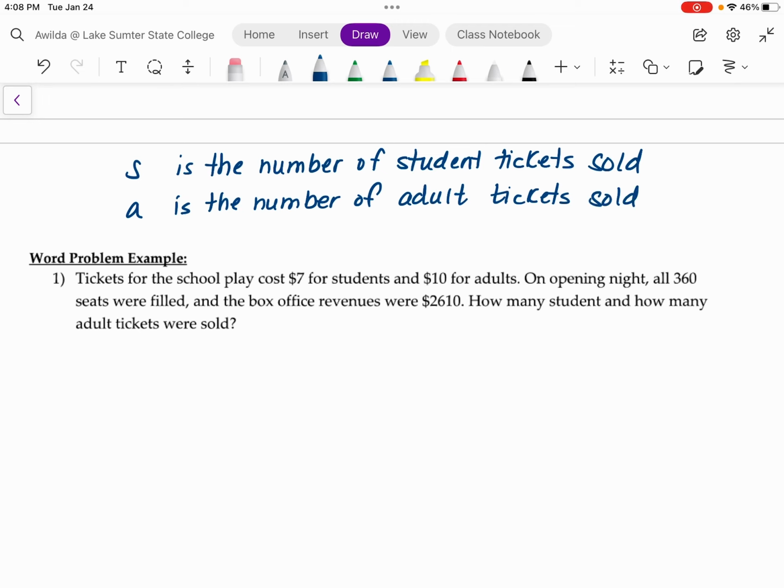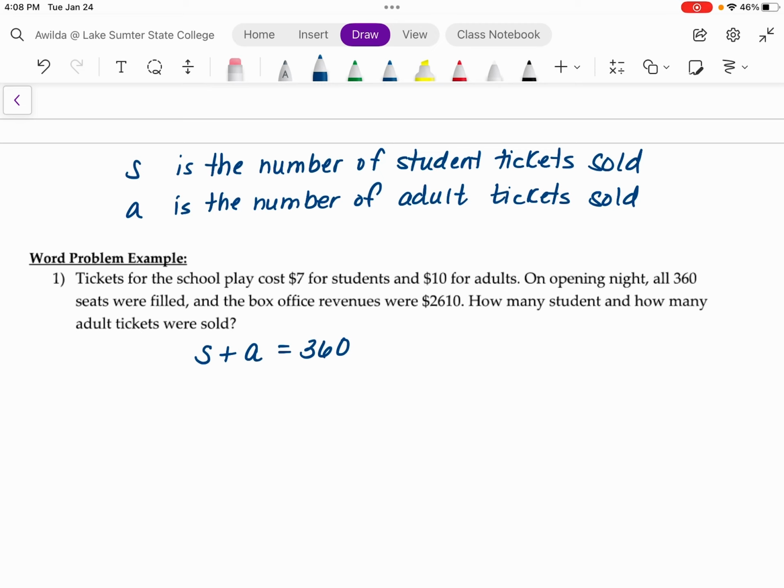All right, let's go back to the problem and see what clues we can translate into equations. First of all, we're told that there are a total of 360 tickets. So that means that the number of student tickets plus the number of adult tickets must equal 360 tickets.